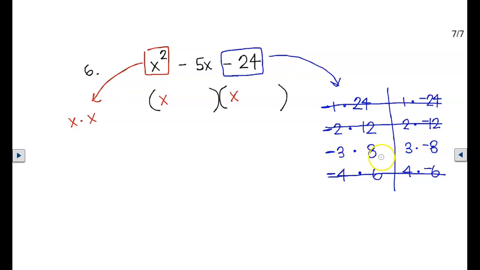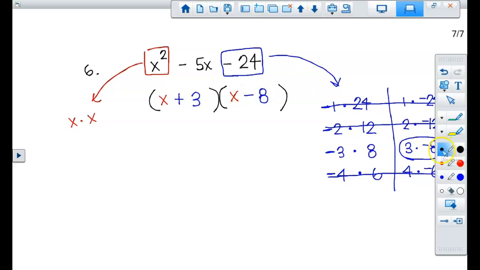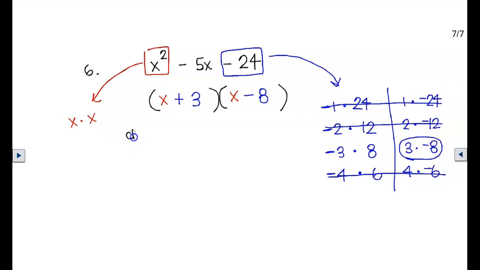Negative 3 plus 8 would be a positive 5. 3 plus negative 8 would be a negative 5. So this is the one I think I'll try. So I'm going to guess that my multiplication problem is going to have to be x plus 3 times x minus 8. That's my guess. And now I will go through the check and see if I'm right.